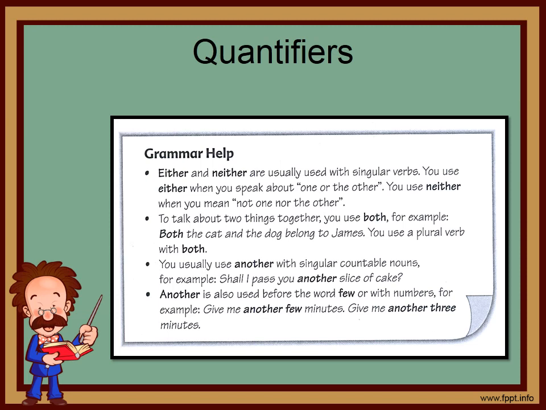Another is also used before the word few or with a number. Example is given here. Give me another few minutes. Another few minutes. Another is singular countable, and few, as we have read in previous grammar help, we use with a countable noun. That's why you can use it with few too. Or give me another 3 minutes. You use it with the number 3, right? So we'll keep this in mind too. Now let's move.